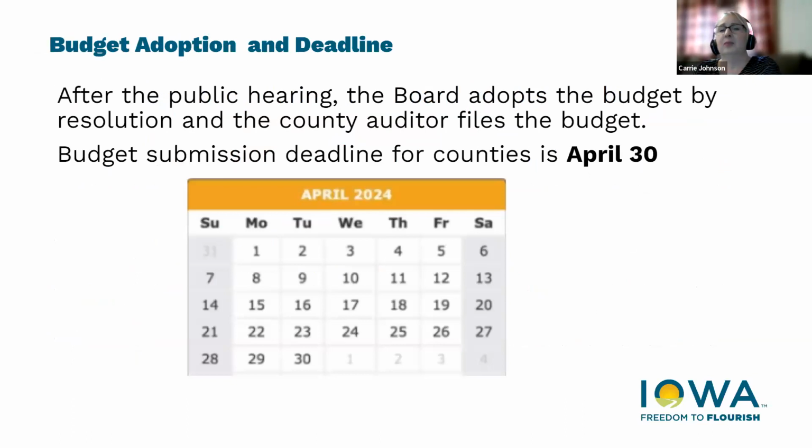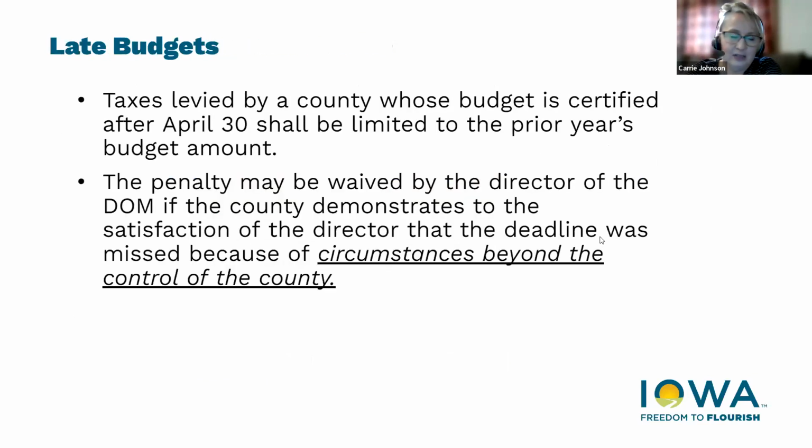After the public hearing, the board does adopt the budget by resolution and the county auditor files it. And that deadline now is April 30. So that was moved. And again, for the current year, because of Senate File 181, you had that extra time to April 30 to certify your budgets. If you certify your budget after April 30, without an extension, then you're limited to the prior year's budget amount. So the prior year's tax asking would be your limit.